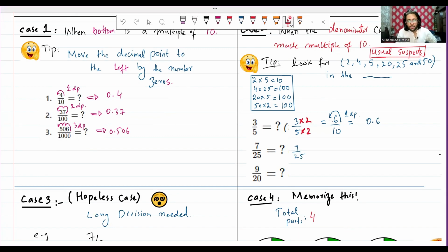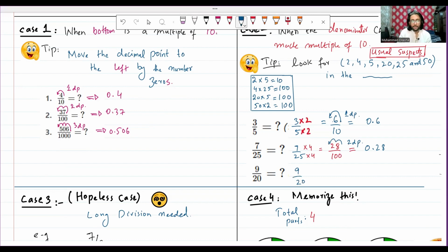Okay. 7 divided by 25. If you look in the table, if you have 25, you multiply by 4 on both sides, on top and bottom. So 7 times 4 is 28, and 25 times 4 is 100. Now this tells me that I can move 2 decimal places because the denominator is 100. It has 2 zeros. I'll move my decimal point to the left by 2 places, and this will be 0.28.